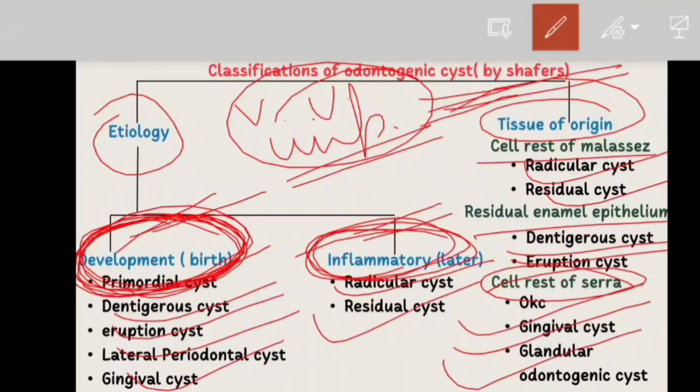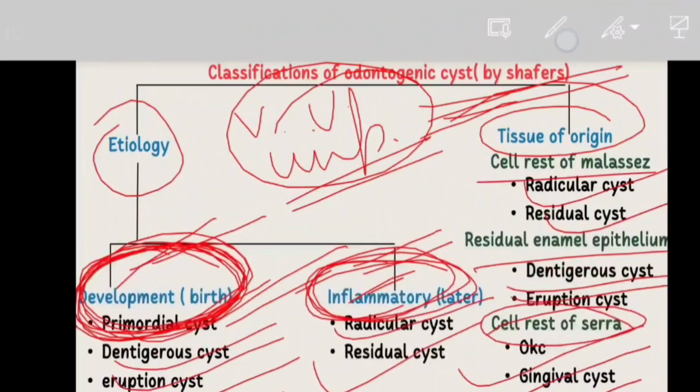So quick revision, let's check your memory. Question number 1, which cyst is lined by an epithelium? Yes, the answer is true cyst. Question number 2, does a pseudocyst have an epithelium lining? The answer is no. Question number 3, name 2 inflammatory odontogenic cysts. The answer is radicular cyst and the residual cyst. Question number 4, what are the two broad groups in Shafer classification? That is the developmental and the inflammatory. Question number 5, which cell rests are associated with the radicular and the residual cyst? The answer is cell rest of Malassez.